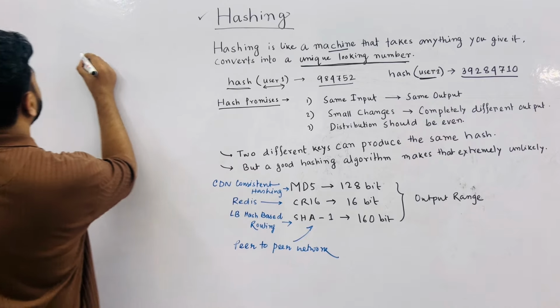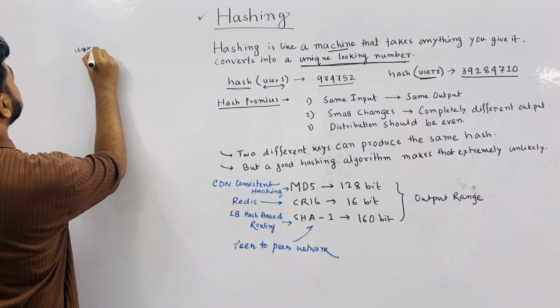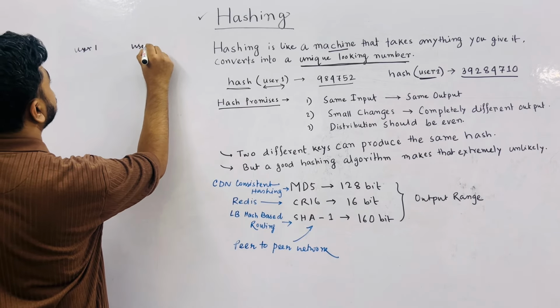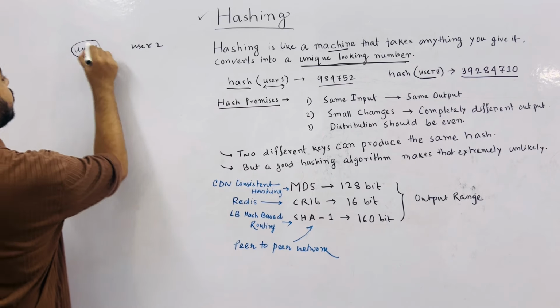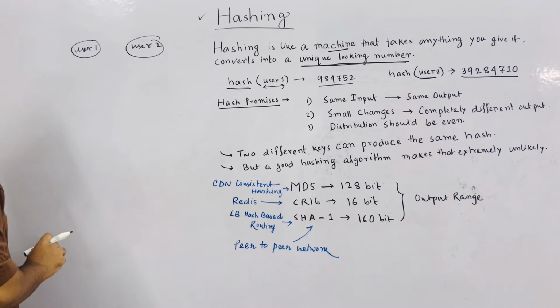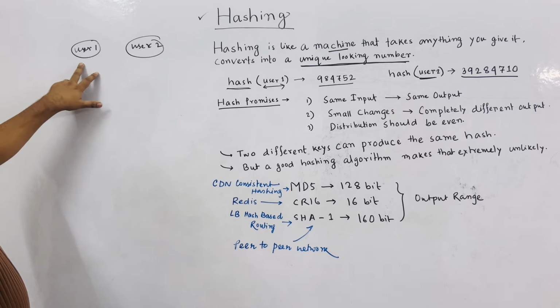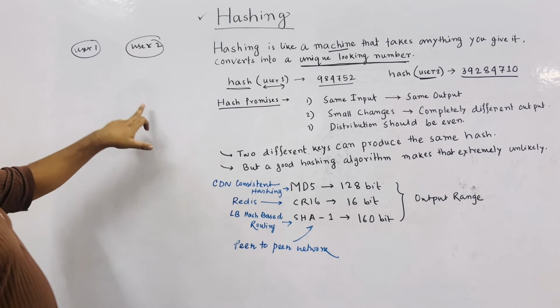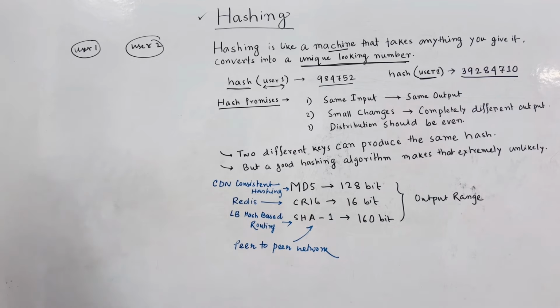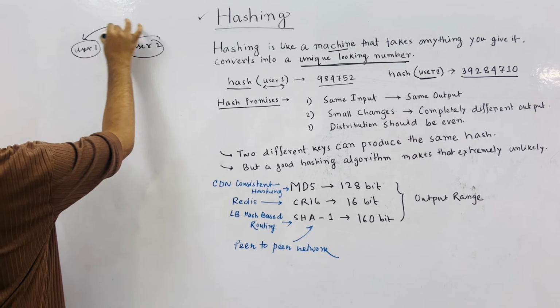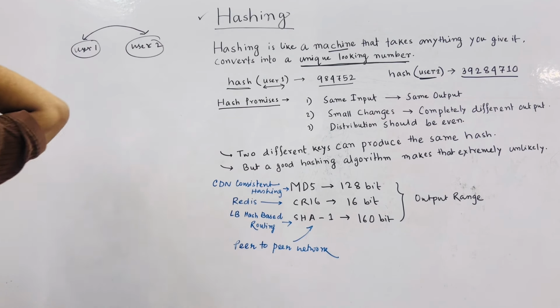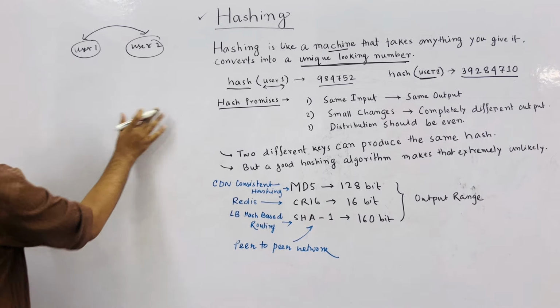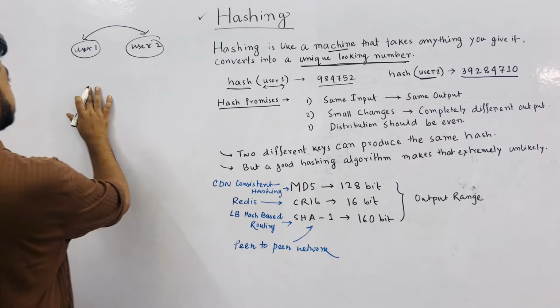So suppose you got two objects, one is user 1, another is user 2, right? On a fundamental level, we know that if you hash user 1, it will generate a number, and if you hash user 2, it will generate a different number, right? But if user 1 and user 2 are the same, then the hash should be the same. Based on our definition, the hash should be the same.